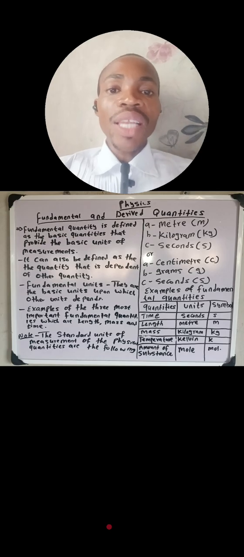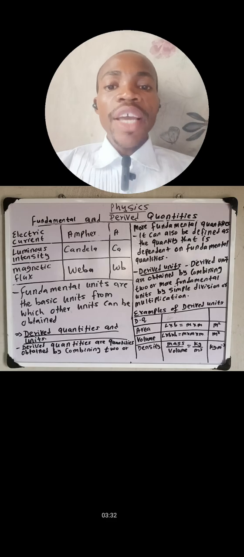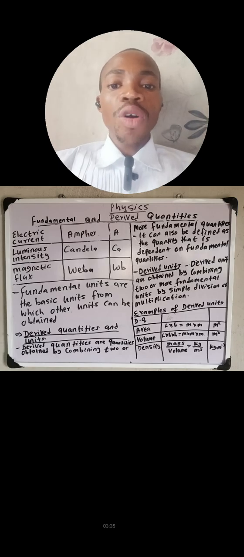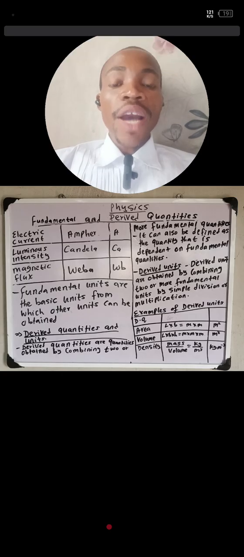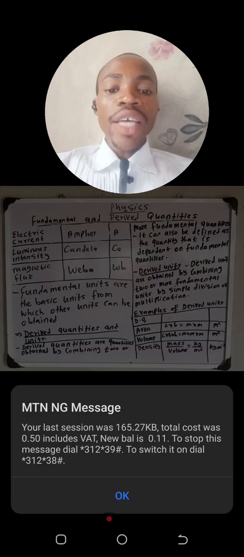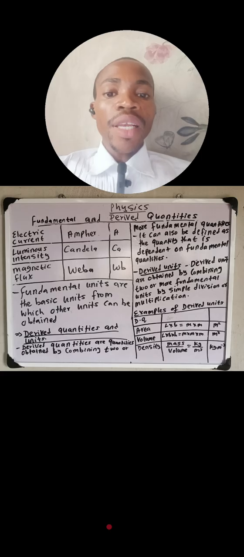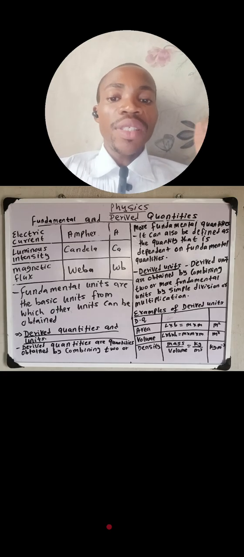Therefore, that is why you need to take this class seriously, because we'll be taking you step by step on everything you need to know in physics. Now again, we also have other examples of fundamental quantities. We have electric current. Under this, we have ampere as the SI unit. We also have luminous intensity. The SI unit is what? Candela. The magnetic flux, the SI unit is what? Weber, that is Wb.